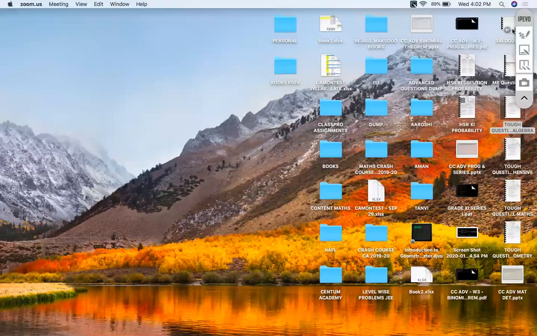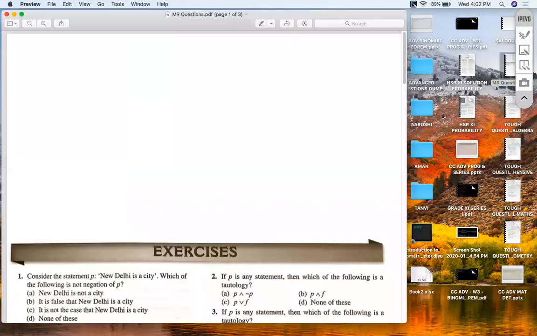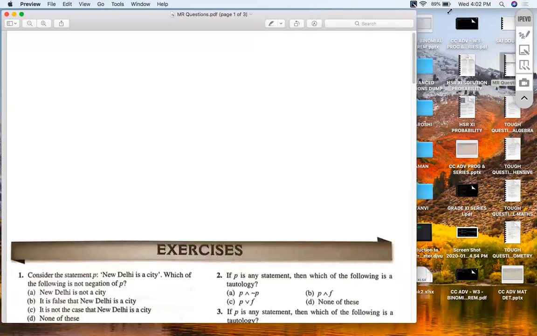Okay, let's see whether we have a question based on this in our previous JEE exams.